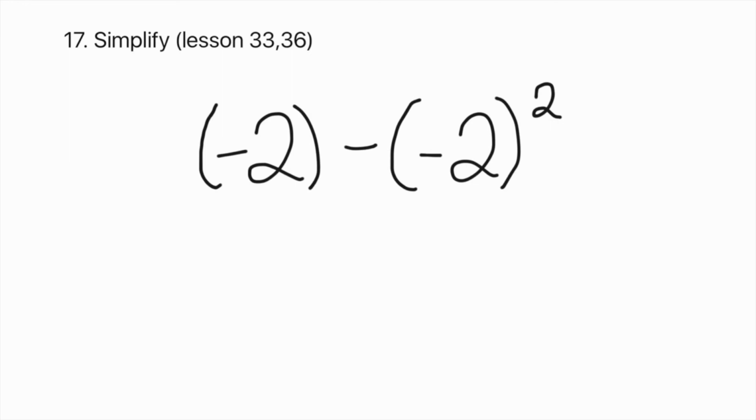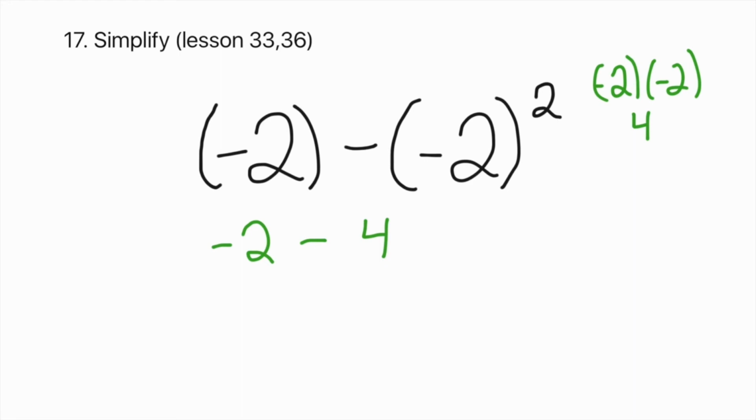Number 17, we need to simplify, and this is from lessons 33 and 36. So we have negative 2 minus negative 2 squared. First we need to start with our parentheses, following our order of operations. That second negative 2 squared is really just telling us to do negative 2 times negative 2. And we know that when we multiply two negatives, that makes a positive, so that's a positive 4. So we have negative 2 minus 4.